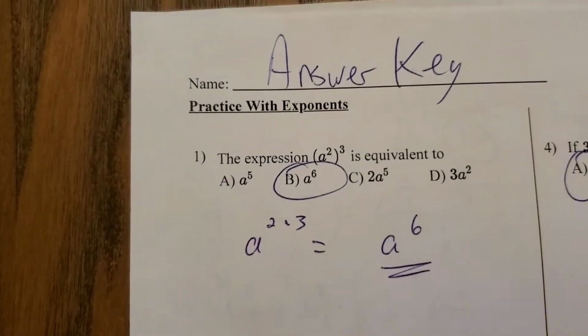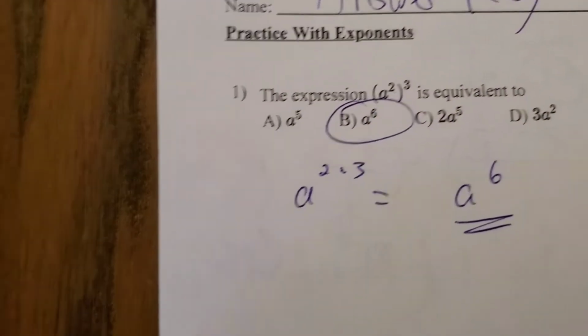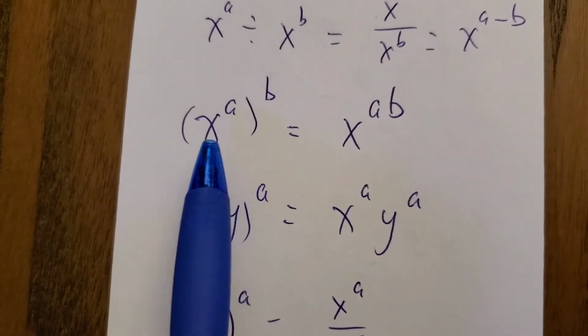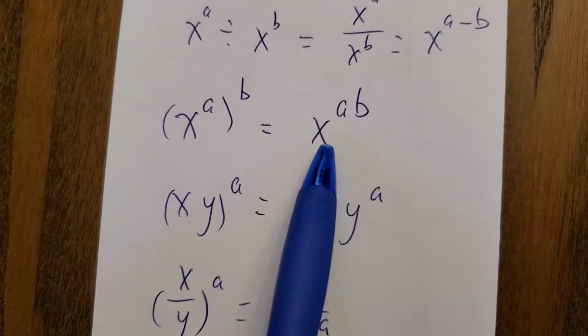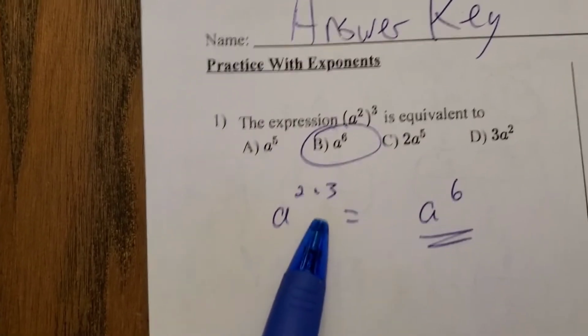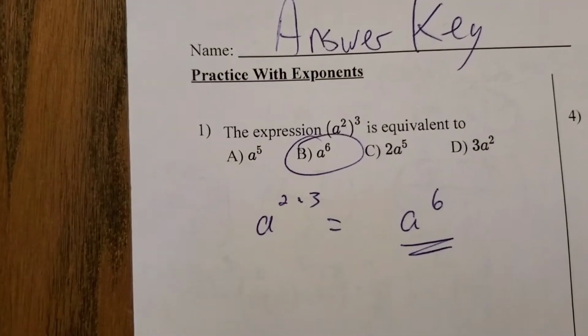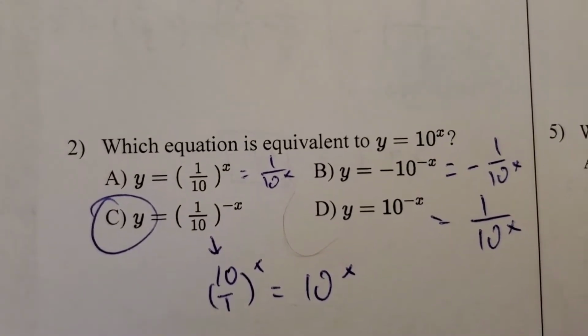So let's go. First question, we've got a squared to the third power. This is our expanded power rule. If we have x to the power of a to the power of b, we keep the base, multiply the exponents. So keep the base a, multiply 2 times 3, and you get 6, and you get a to the 6th power. For the second one, it says which equation is equivalent to y equals 10 to the x.